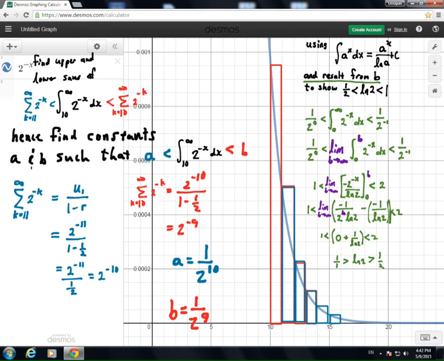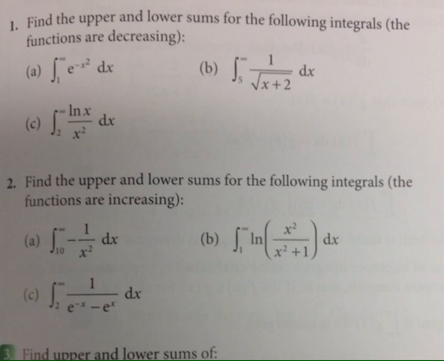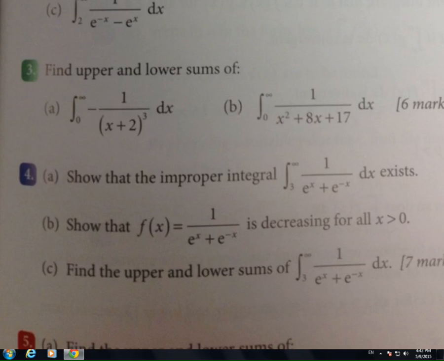What you can do now, if you like, is take a screen capture of this slide. If you screen capture this, you can practice finding upper and lower sums. And here's another screen capture. We'll give you some more, slightly more challenging exercises to explore.